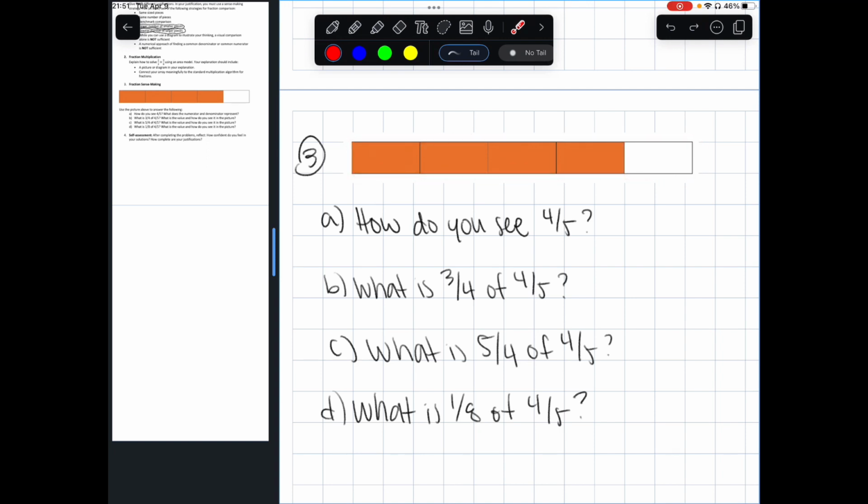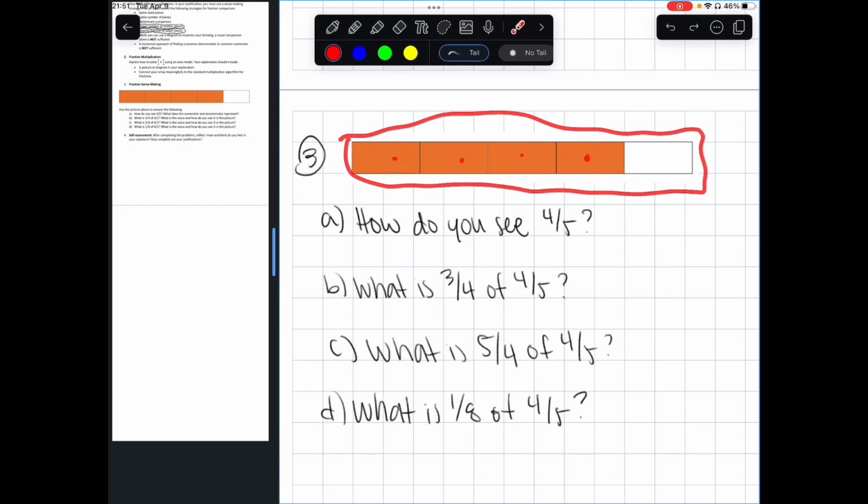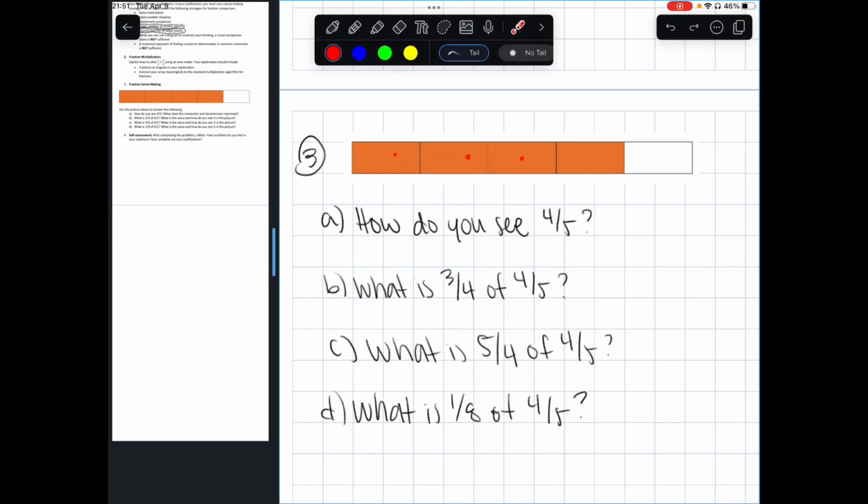visible. So the numerator is represented by these 4 squares, and the denominator is represented by the whole, which is 1, 2, 3, 4, 5. 5 pieces. And the 4 pieces, the 4 orange squares, is the numerator. Alright, and now on to B.